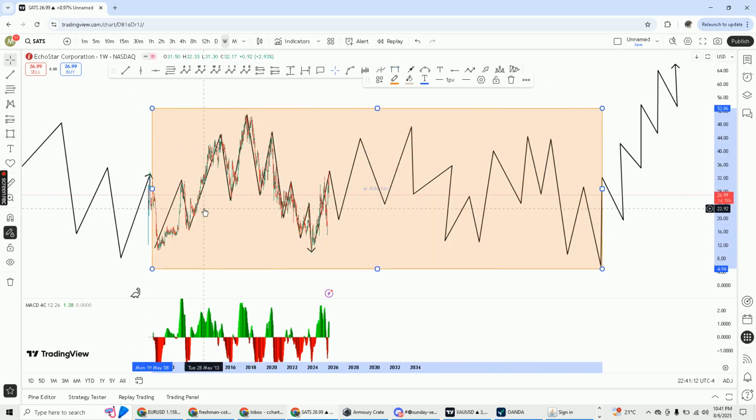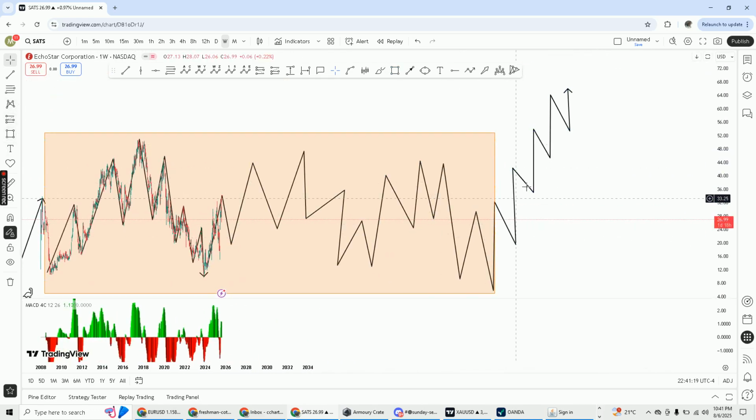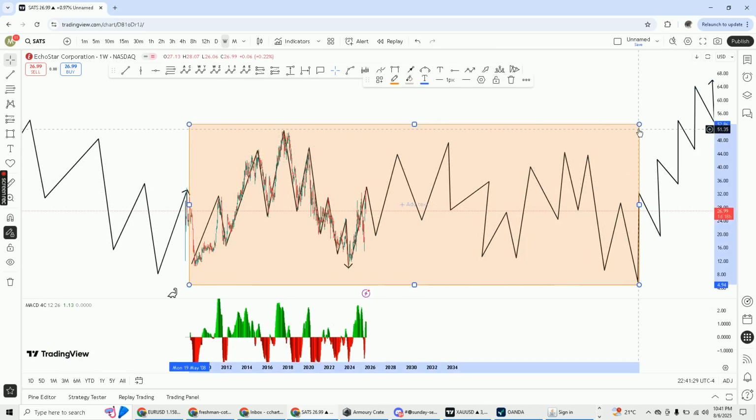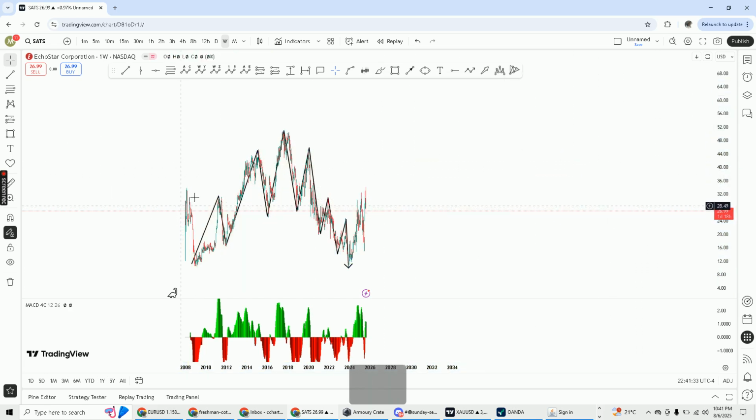But within this sideways movement, see, this is coming down from a downtrend, and this is now going into an uptrend. But within this sideways movement, there's still an uptrend, there's still a downtrend, there's still an uptrend, there's still a downtrend. That's all I wanted to show you there. So it can move up, it can move down, it can move sideways.